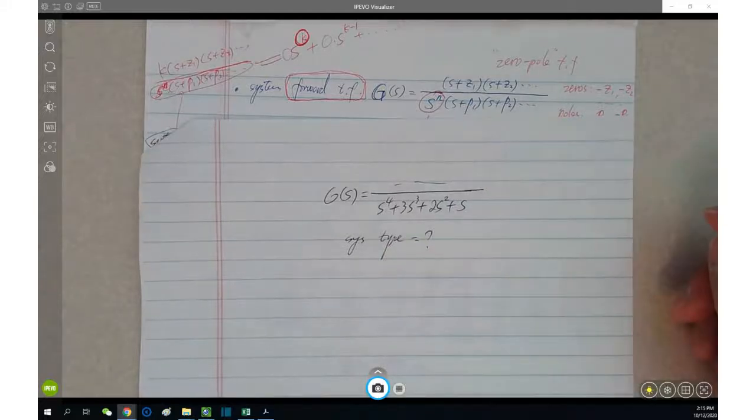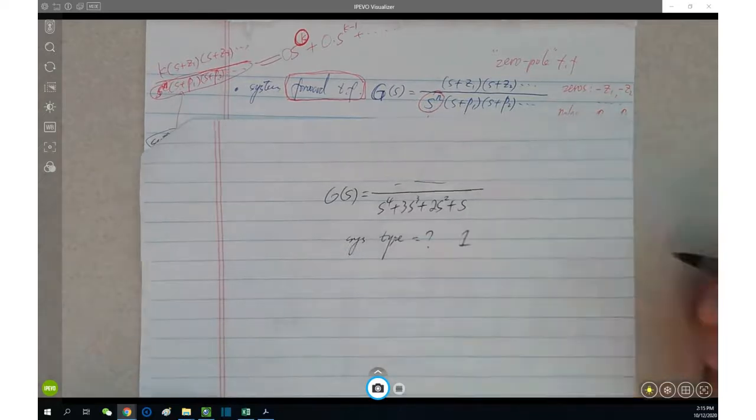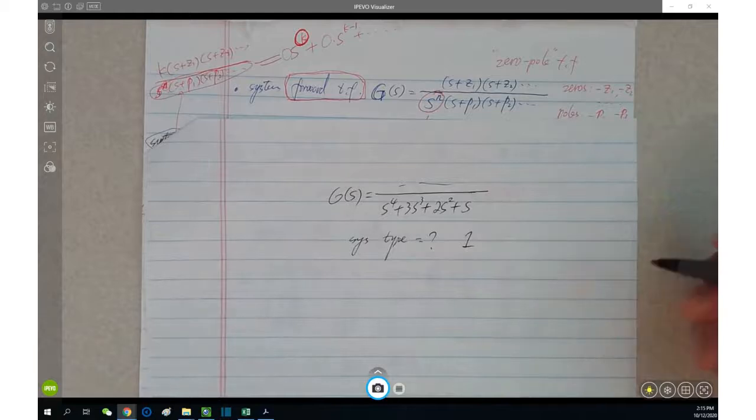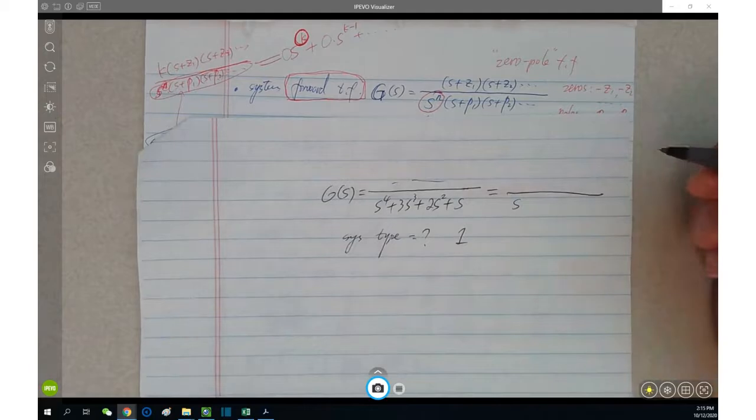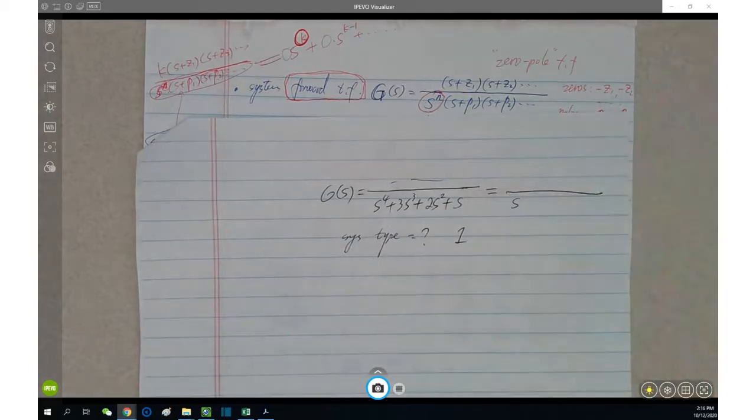What is it? Well, we can pull out at least an S. So the system type would be, since at least S is now to the first power, a 1-type system, right? Good. In other words, following John's idea, we need to pull out the S, and S with order of 1 is the highest that you are able to pull out, right?